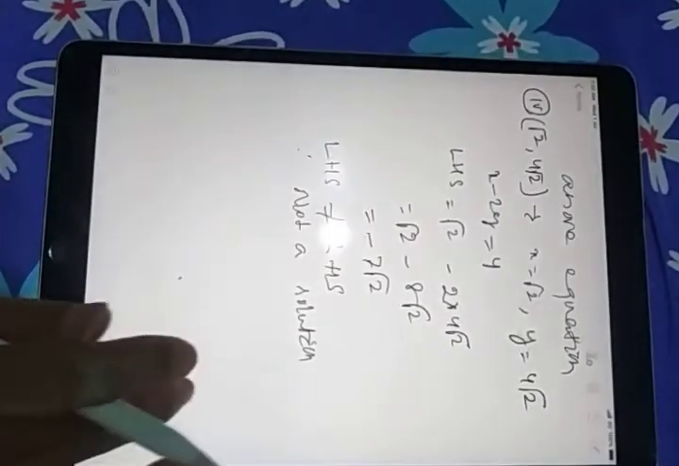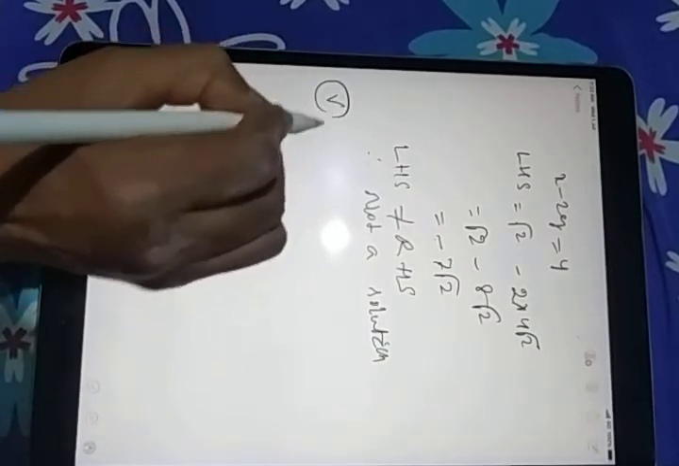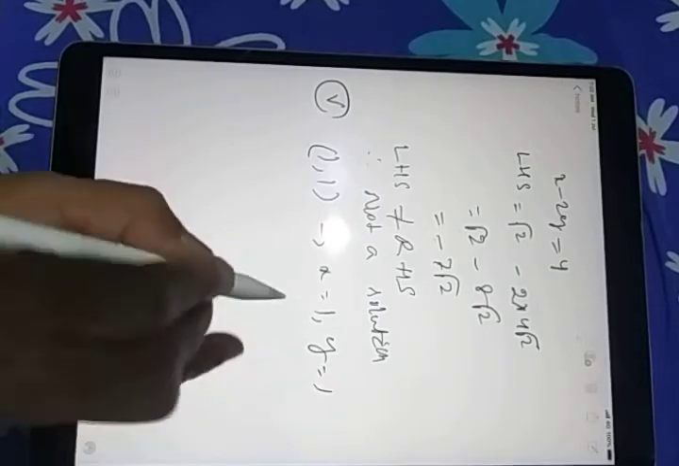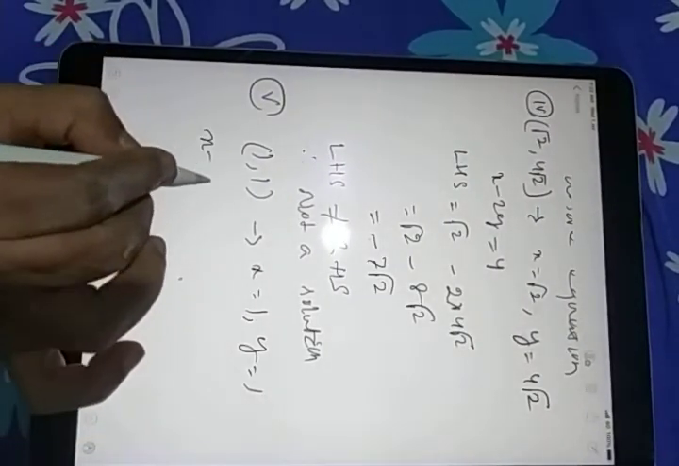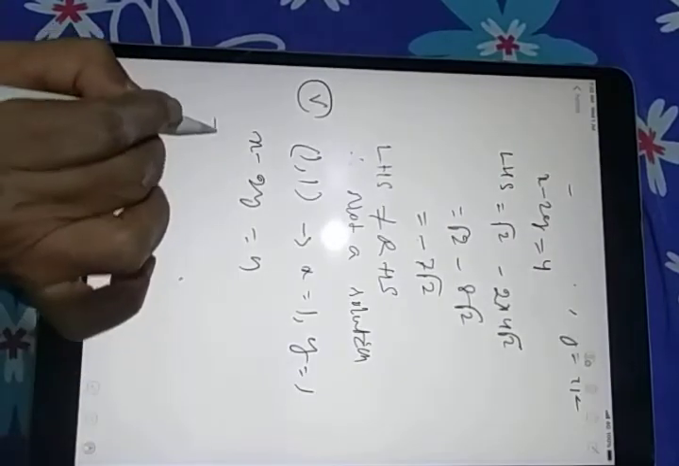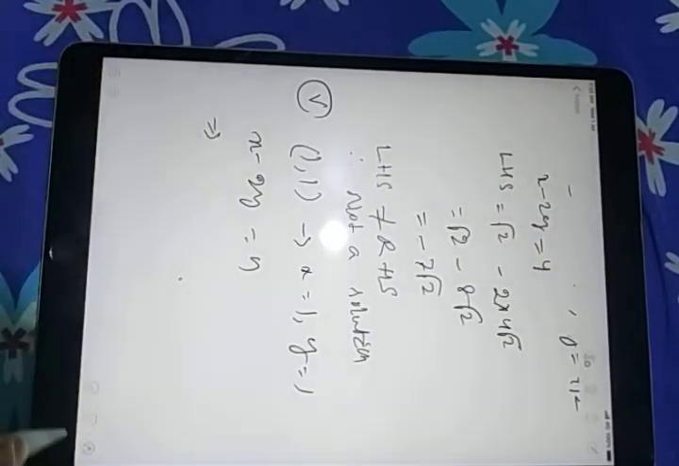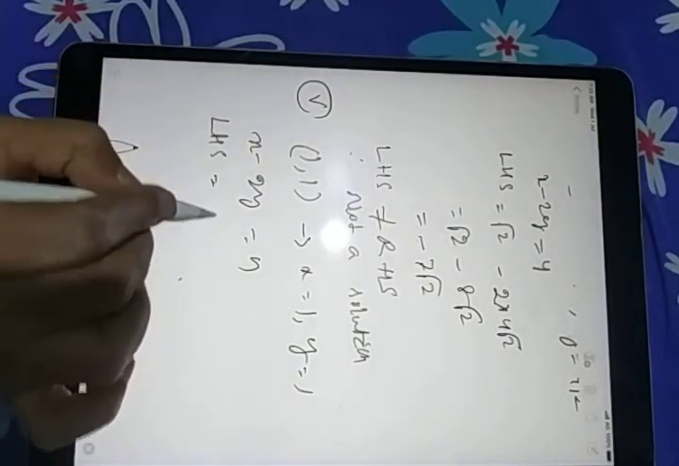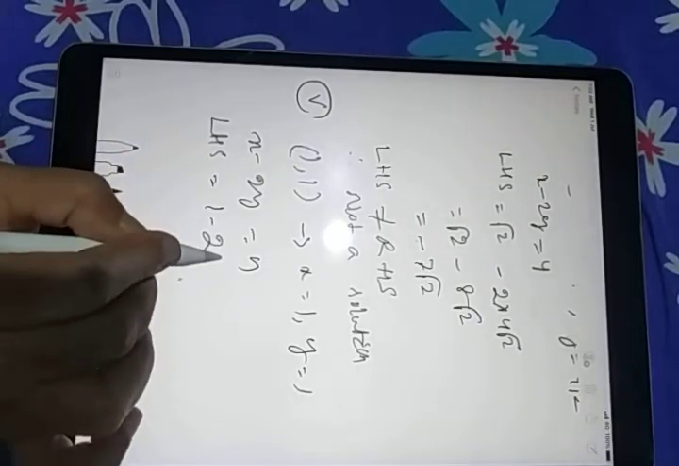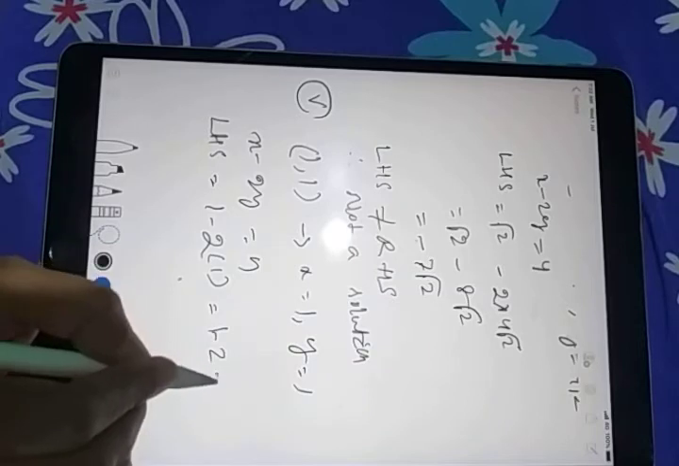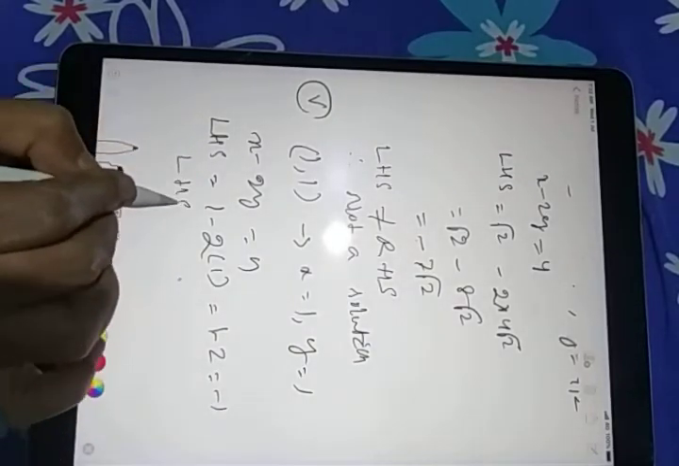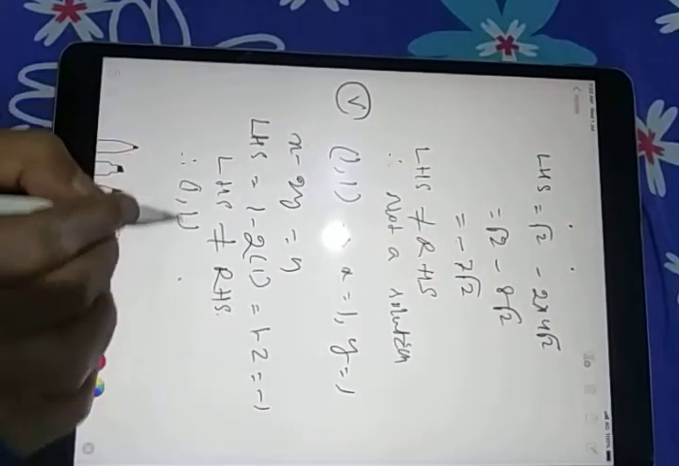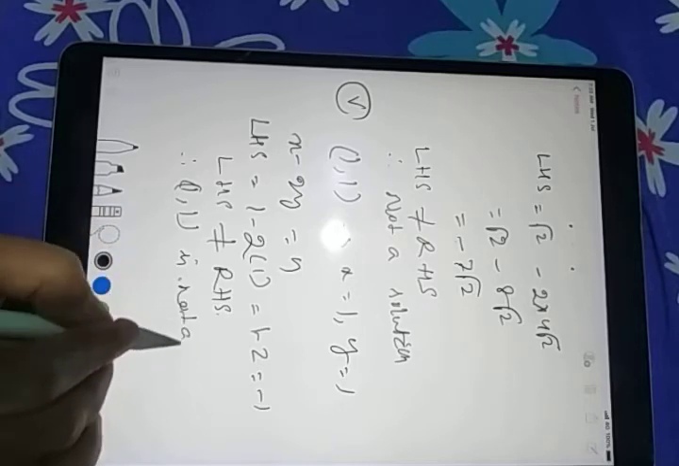Now one more, fifth part. Fifth part is (1, 1). This means x equal to 1, y equal to 1. Our equation is x minus 2y equal to 4. We will write LHS equal to 1 minus 2 into 1 equal to 1 minus 2 equal to minus 1. LHS is not equal to RHS. So (1, 1) is not a solution.